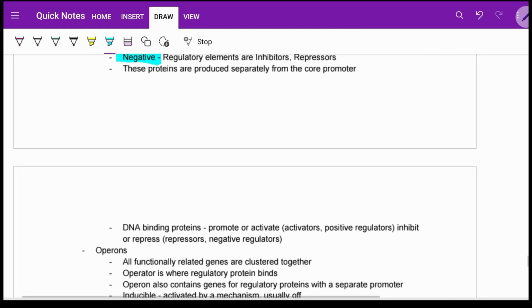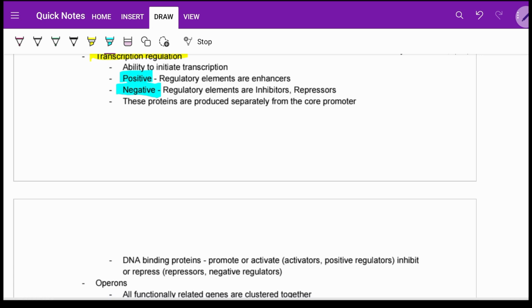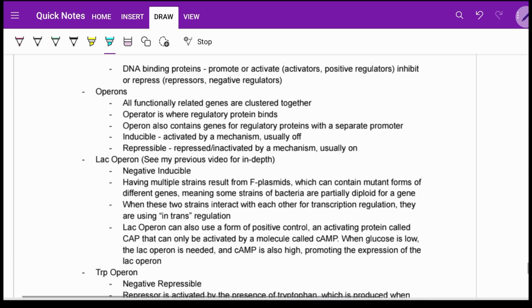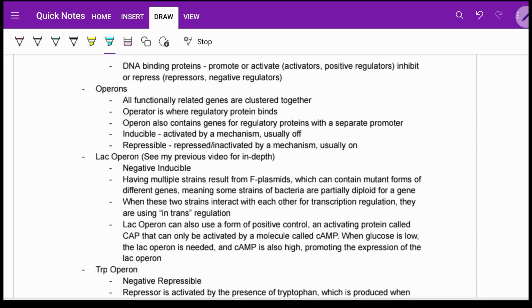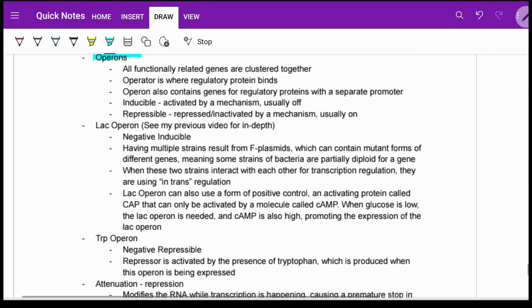We also have DNA binding proteins, which are basically these regulatory elements, and they either promote or inhibit. We have operons, which are in bacteria, and they're a bunch of genes with related functions that are clustered together. We have the operator, which is where the regulatory protein binds, so either the repressor or the enhancer. It also contains genes for the regulatory proteins right next to it, but with a separate promoter, because it wouldn't make sense if the regulatory genes were regulated by the regulatory genes. That just wouldn't work. Nothing would happen.